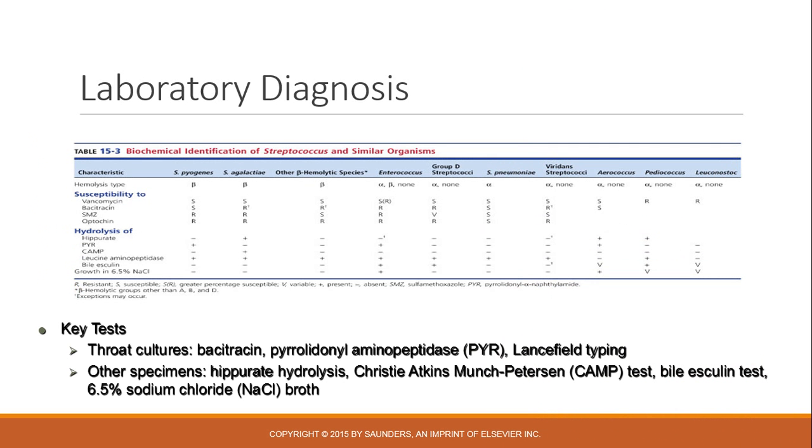Here are some more tests that are helpful to differentiate each of the different types of strep. So you might want to refer to this later. Now, we don't talk about all these tests, so if we don't talk about them, don't worry about them. But the key test for group A strep is the bacitracin and the PYR, and maybe the Lancefield typing. So it's A. You'll detect A with your Lancefield typing. For other specimens, these are some important tests for other types of strep, and we'll talk about them shortly.